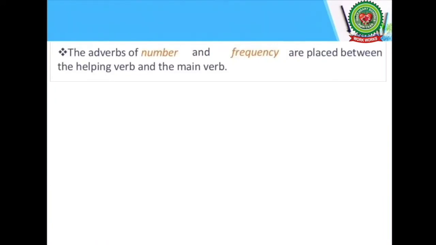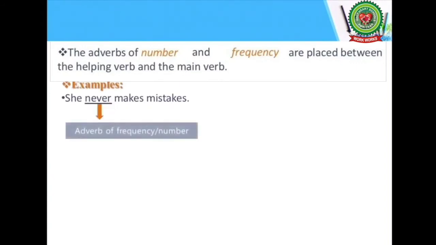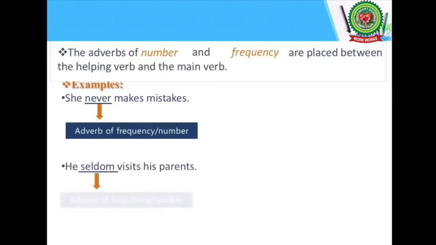Now the adverbs of number and frequency are placed between the helping verb and the main verb. See the examples. She never makes mistakes. Never here is an adverb of frequency or number. So it is placed between the subject and the verb. He seldom visits his parents. Seldom again here is an adverb of frequency or number.